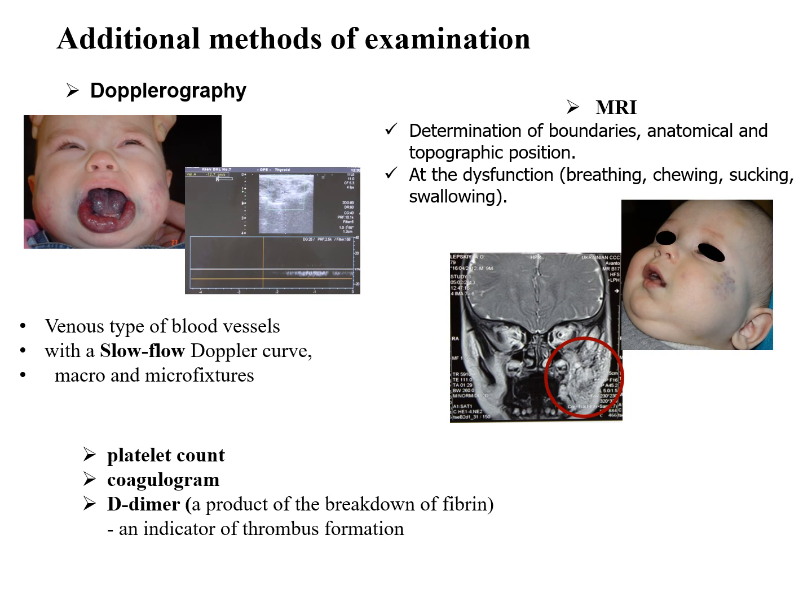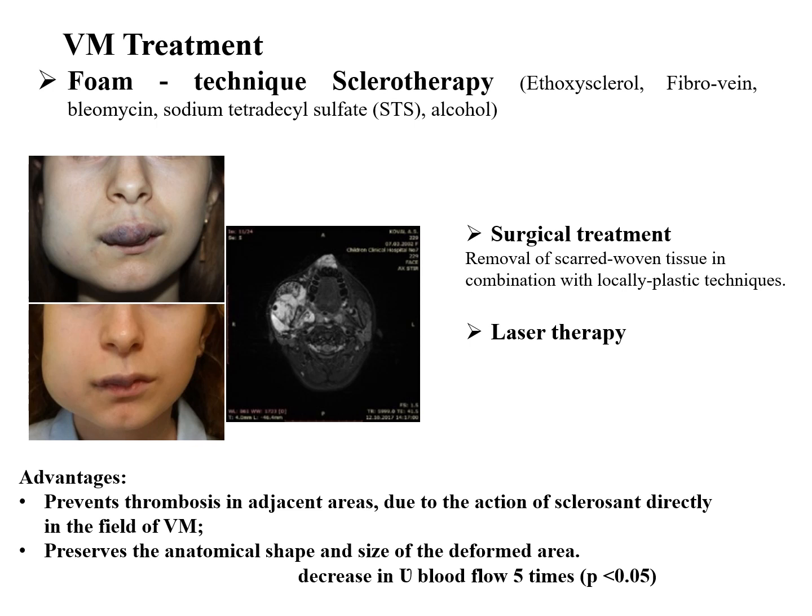Also we need to check the blood count, coagulogram, and D-dimer. How do we treat this disease? Lately, we use the foam technique of sclerotherapy, mostly with etoxysclerol or sometimes with bleomycin. Also, surgical treatment can be used, removal of the sclerotic tissue in combination with local plastic techniques. Also, laser therapy when the malformation has small sizes.